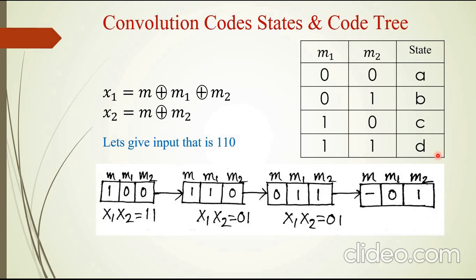So here, in the first case, M1 and M2 are 0, 0, so that is in state A. So in the first case, it will be in state A. And for the second case, here M1 and M2 are 1, 0. So for 1, 0, that is in state C. So it will be state C. And for the last or third case, M1 and M2 are 1 and 1, so it is in state D. So it will be in D state.